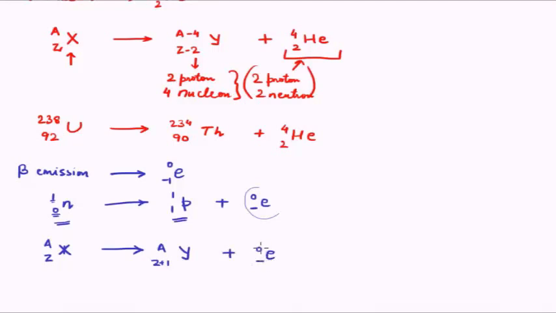minus 1 and 0. Therefore what we see here is that the mass number is retained but the atomic number changes. So if the mass number is same for two materials whereas the atomic number is different, then these two materials, the parent and the daughter, can be said to be isobars. Therefore a beta emission produces an isobar in addition to the beta particle.